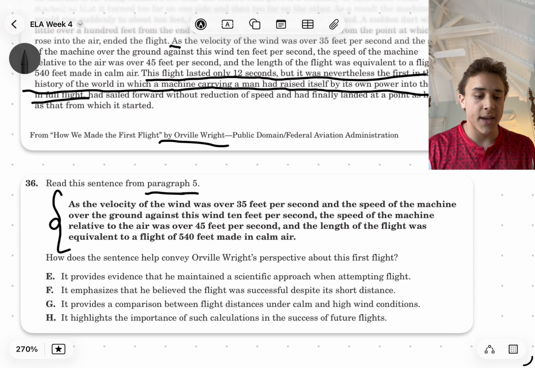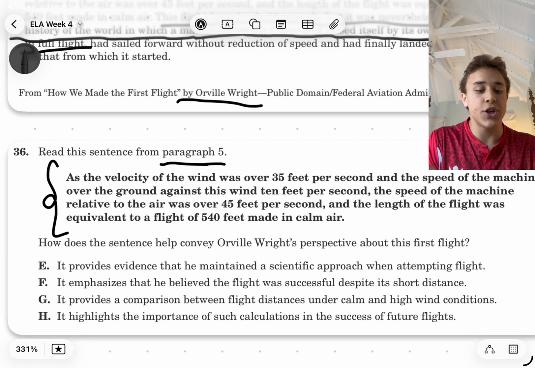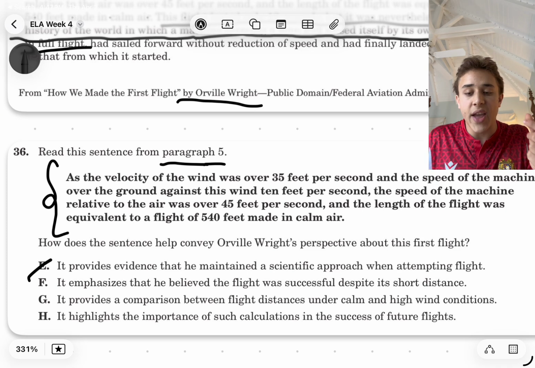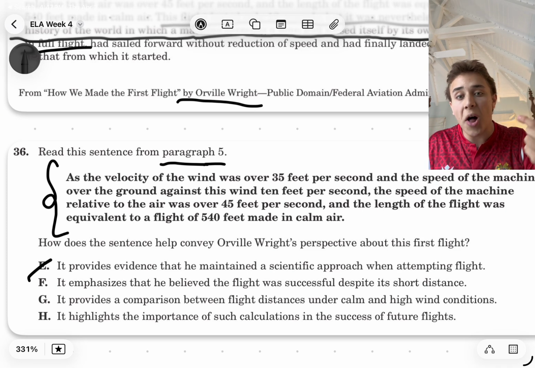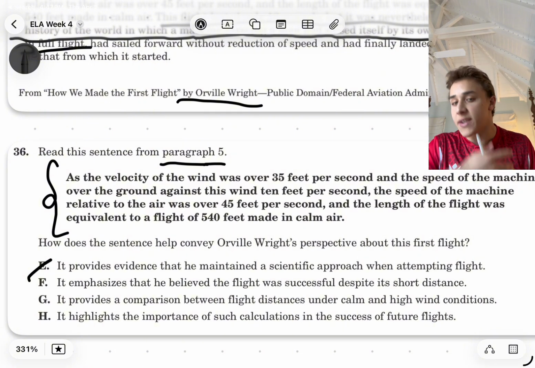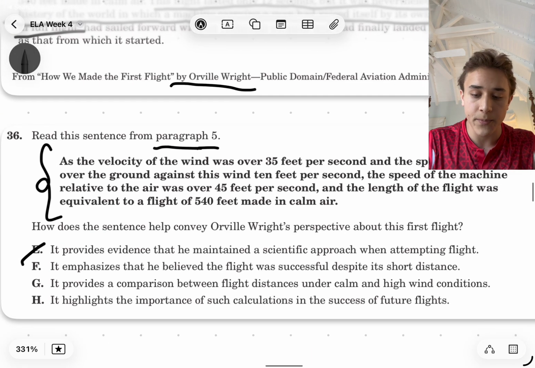So now we want to look at the answer choices. Answer choice E is actually not correct because no evidence is given that he's writing this while he's on the plane. We don't know who's flying the flight, and we don't know when this is written. This could have been written in retrospect, after. So it's not when he's attempting flight. So we know it's not E.